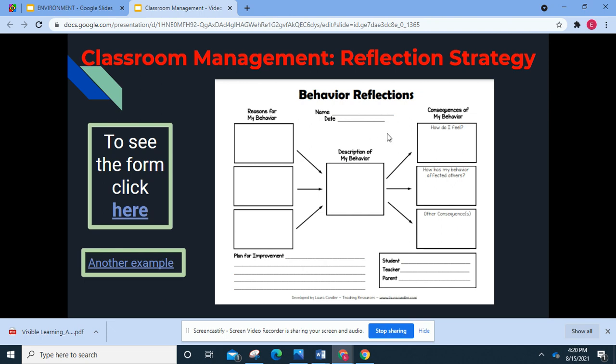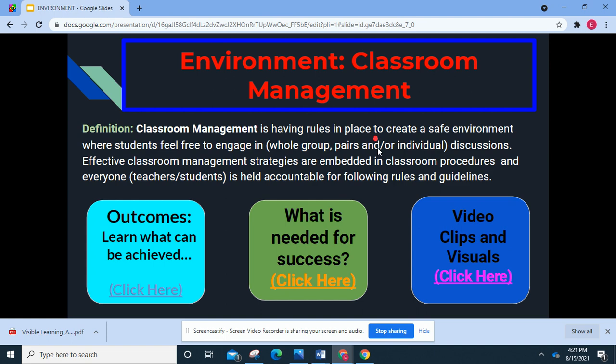And then we know that when students misbehave, they need some downtime and some reflection time. So this is a form that could be used, and there are numerous forms on the internet where students can reflect on the reasons for their behavior, describe their behavior, and what the consequences are for their behavior. You can click here to see the actual form in its entirety, and there's another example from a different school district of ways that students can be held accountable.